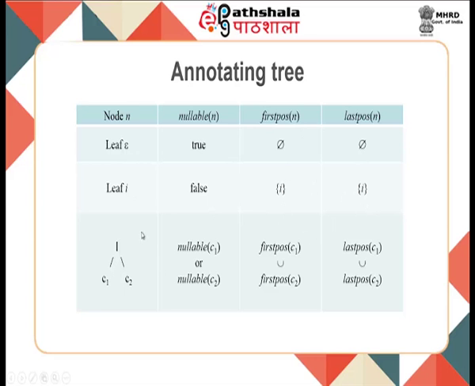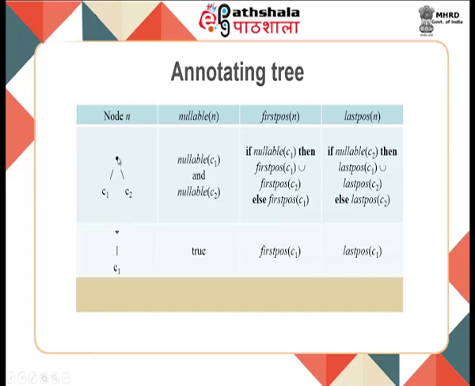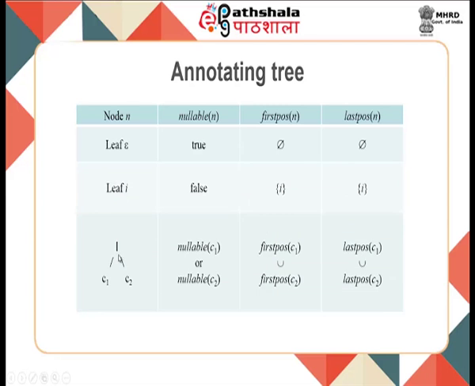Now, this is for the leaf node. Now, we look at the interior node. Now, I have an OR operator node here. I have rules for the dot operator and the star operator also. So, for the OR operator, it will have two children maximum, okay, c1 and c2.